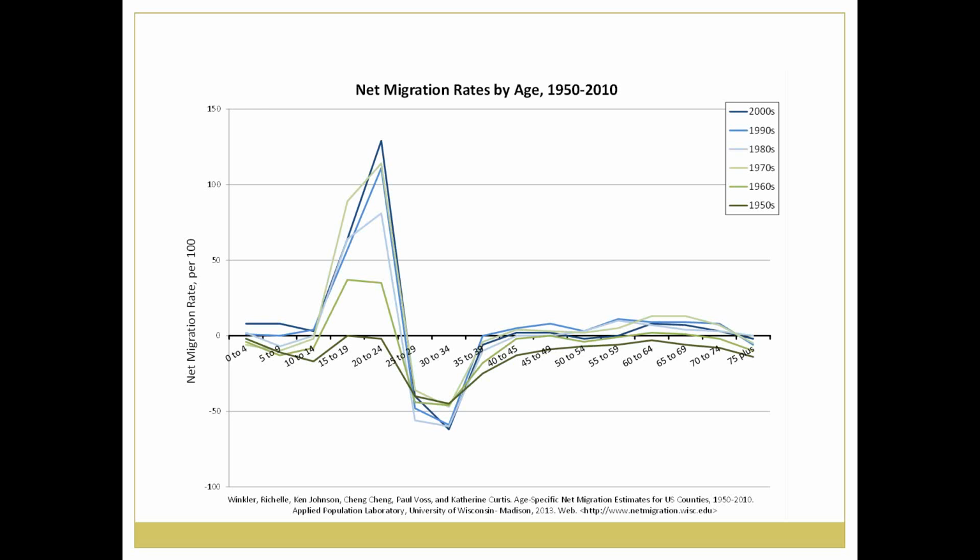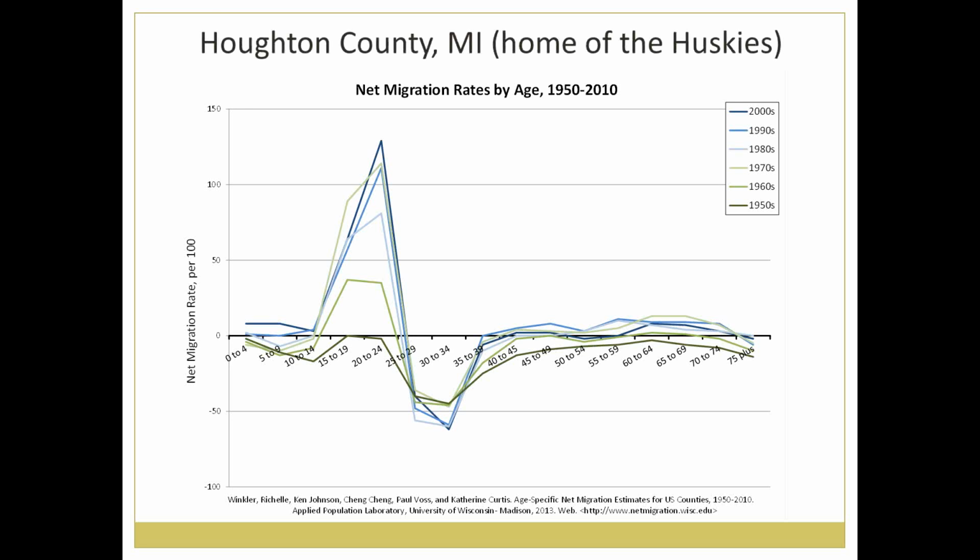And what kind of county would you say this is? This is a county that represents a typical university county or college population. It's actually my hometown, or where I'm living now, Houghton County, Michigan, home of the Huskies and Michigan Tech University. And you'll see the extremely high rates of net in-migration among the college-age population, net out-migration of people after they graduate, and otherwise little impact across the ages. This is particularly seen in more rural counties that have a strong university population, or in counties where the university really dominates.